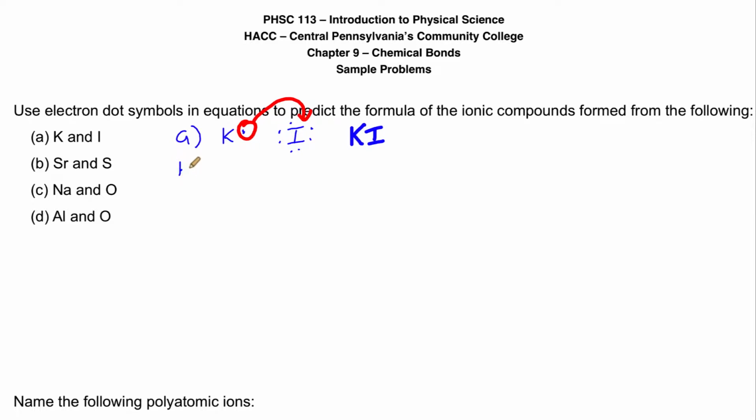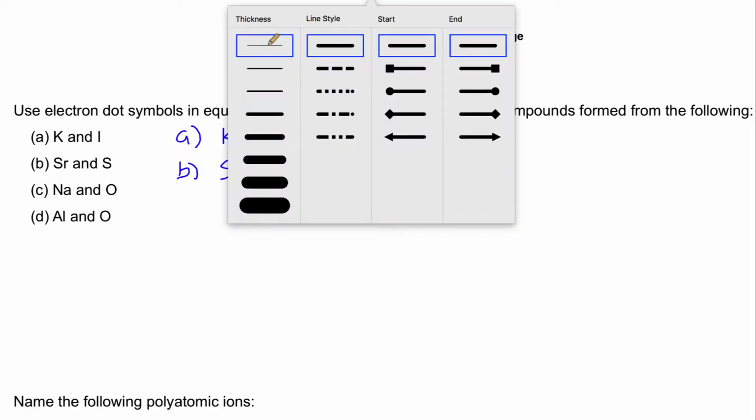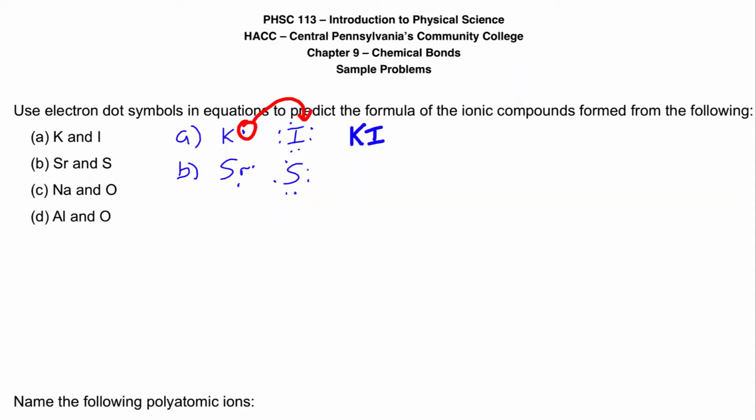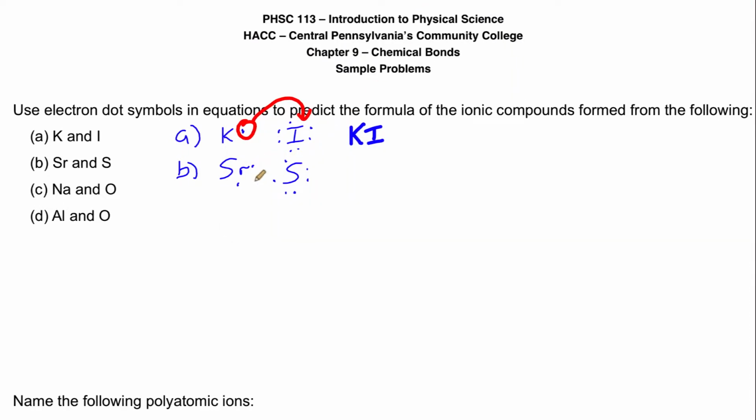So for B, we have now strontium, Sr, and sulfur, capital S. Now, strontium has 2 electrons in its outer shell, so we can write the electron dot notation there for strontium. Sulfur has 6, so we can count those out, 1, 2, 3, 4, 5, and 6. So again, like with the last one, we have 2 electrons and 2 empty spaces.